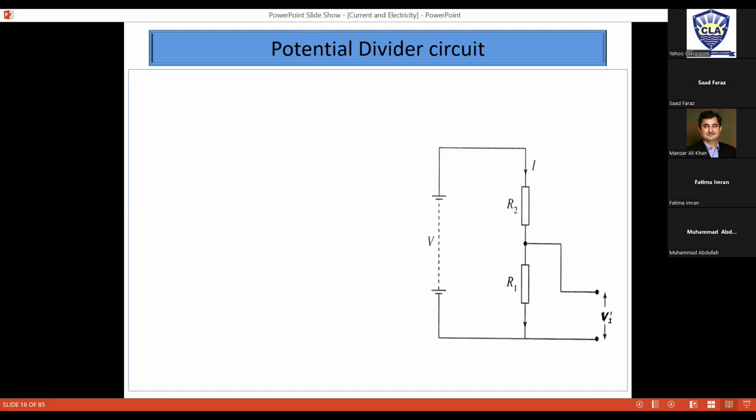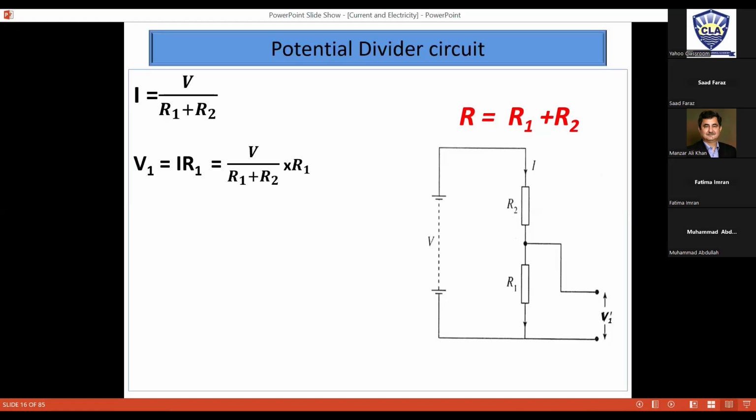Let's see how we solve them, how to find the voltage across R2, how to find the voltage across R1. First of all, we have to find the value of current. For current, we need total resistance, R1 plus R2. So the current is equal to V divided by R1 plus R2. What is the voltage across R1? IR1. What is the voltage across R2? IR2. So same solution. Find the total resistance, find the current, multiply by resistance, you get voltage.